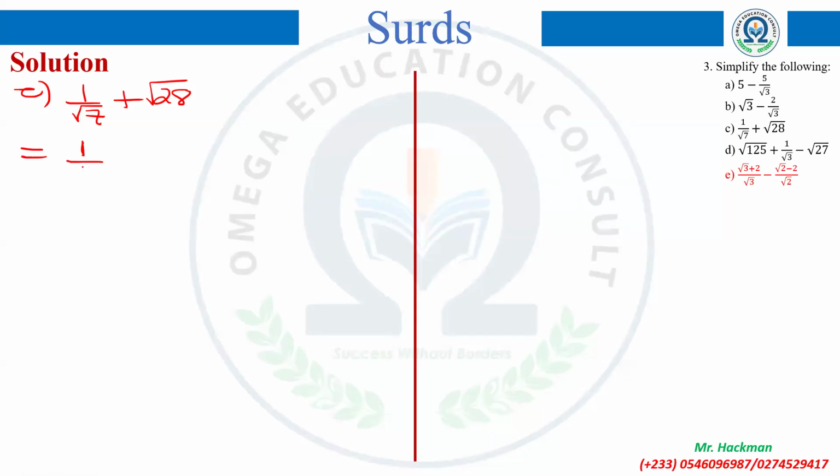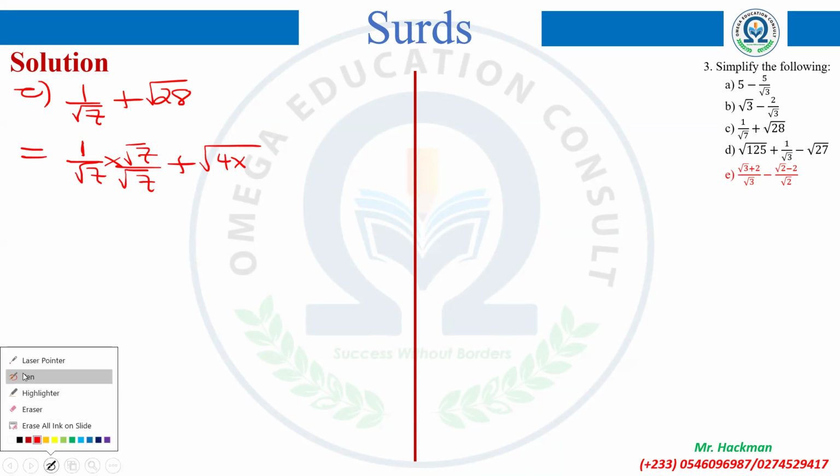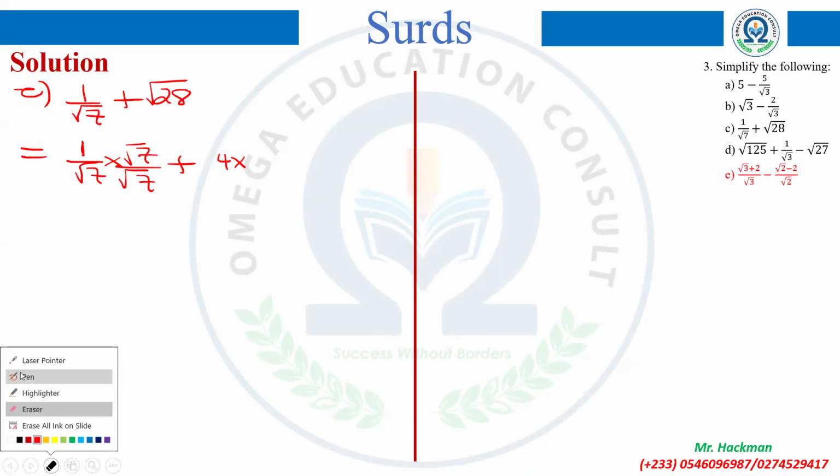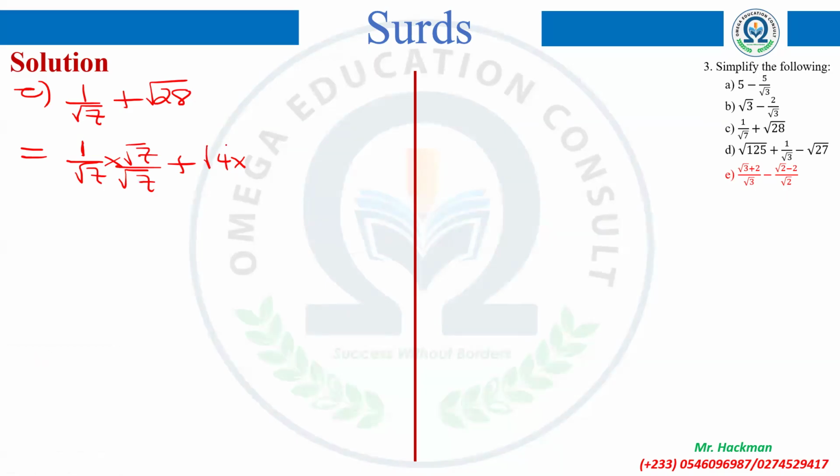So whilst working on this term, which will give me root of 7 times root of 7 over root of 7 here, then plus, I'm working on this one. It will be 4 times what? Seven. Okay, so 7. So let me see, root of 4 times 7, is that not it? Is that it? Yes, sir.